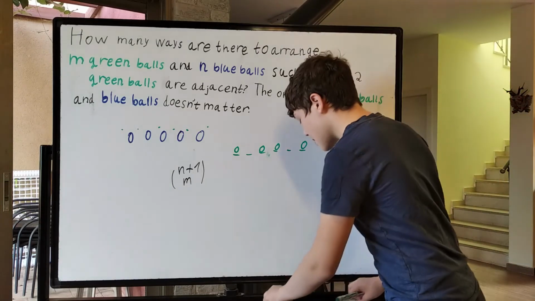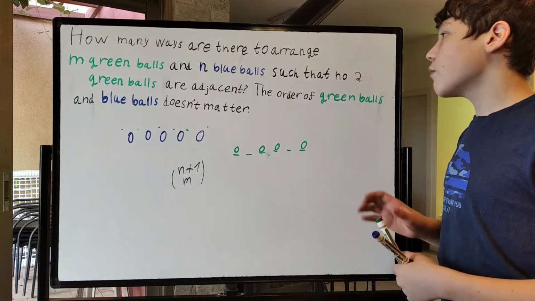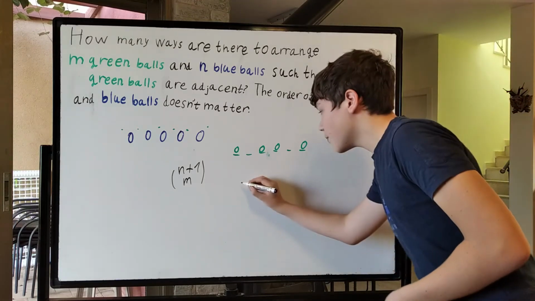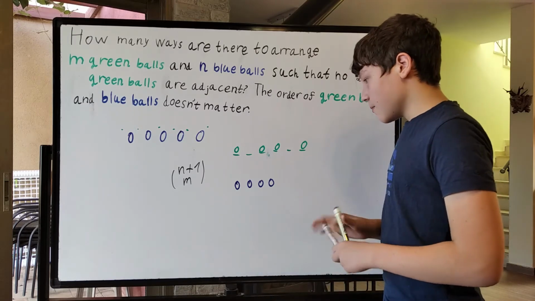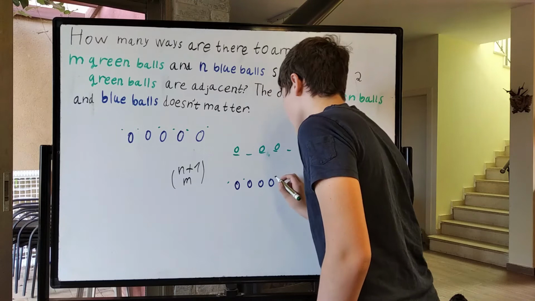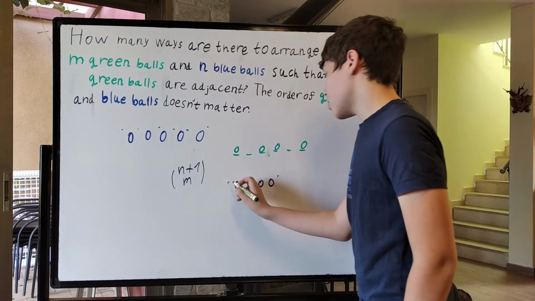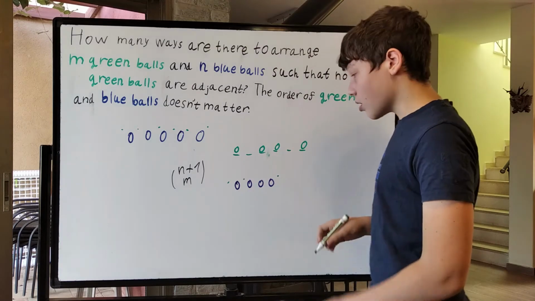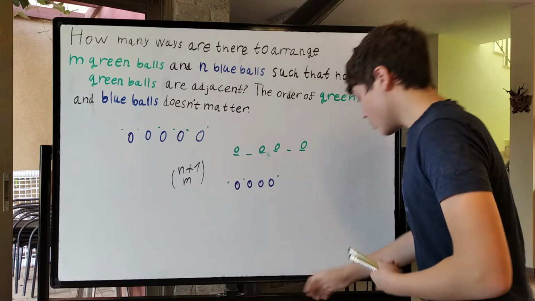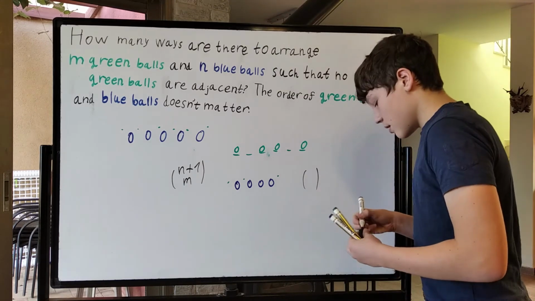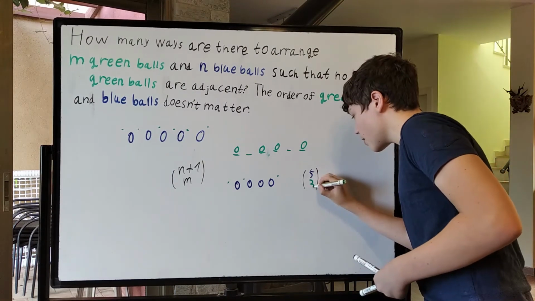So let's look at an example with a small amount of numbers. Let's say we have 3 green balls and 4 blue balls. First of all, let's arrange our blue ones, and then we have 5 spots for the green. They could be here, here, or here, or here, here, and here, and then we move along all of those. We get putting in 3 objects into 5 spots, which is 5 choose 3.